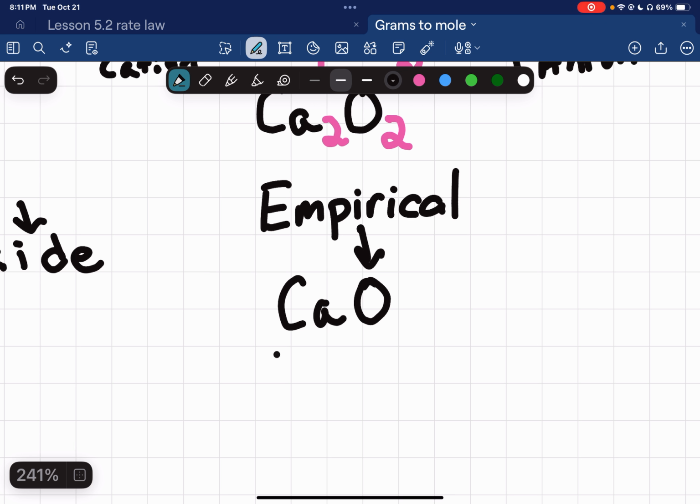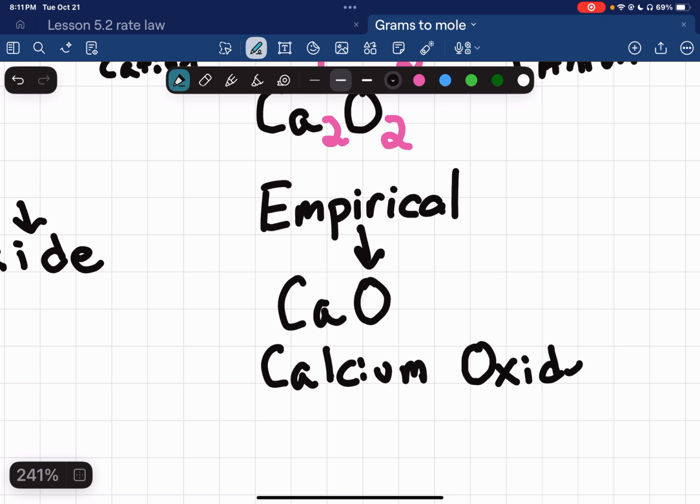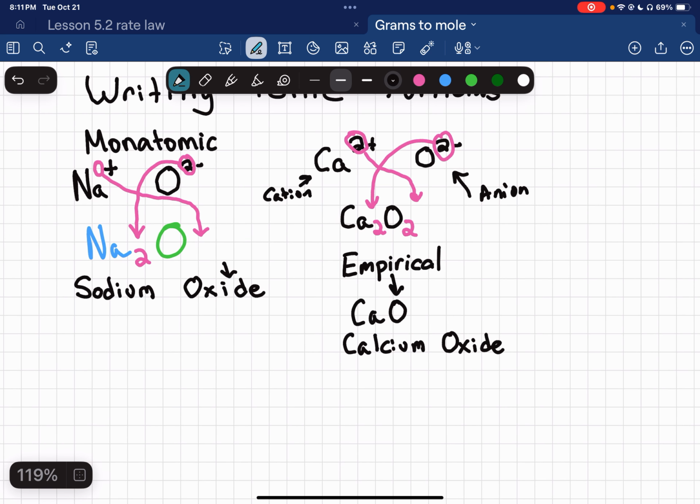And the name of this, just like we talked about before, is calcium. Remembering that our cation doesn't change, but our anion does. So it's not oxygen, it's oxide. So the name of this new formula that we made is calcium oxide. Easy stuff, not too bad. Good job so far. All right.